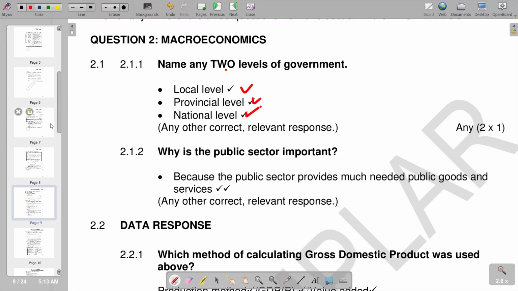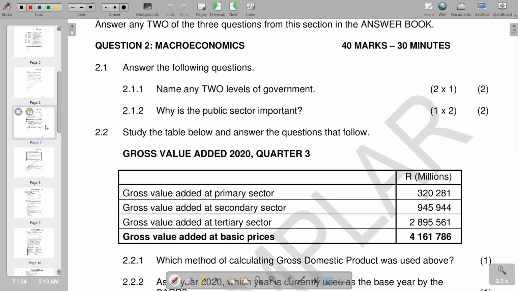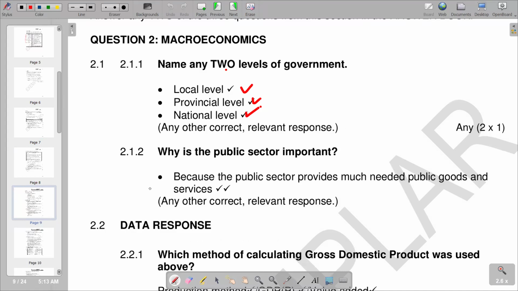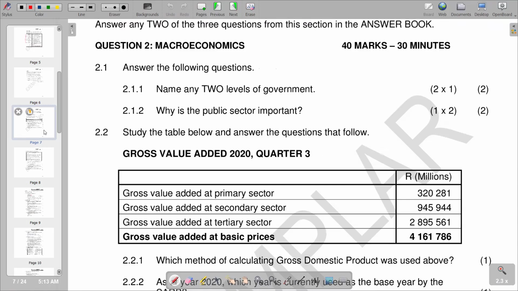Then we move on to the second part of our question, which is why is the public sector important? It's obviously because they provide the public goods and services. That is the main importance that we can talk about. And because the public sector provides much needed public goods and services, so we have that as our response. Then we move on to the next part of our question, which is now on data response, whereby we read the table below and answer the questions that follow.